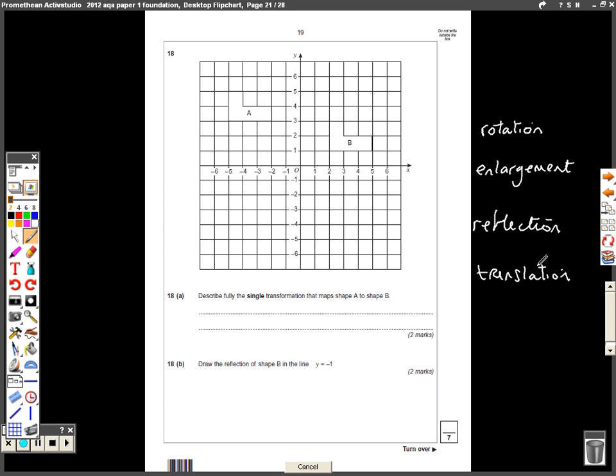So with each of these, as a little bit of revision, a rotation, we would need an angle and a centre, and whether it was clockwise or anti-clockwise. With enlargement, we'd need a scale factor, what it's been multiplied by, and a centre.